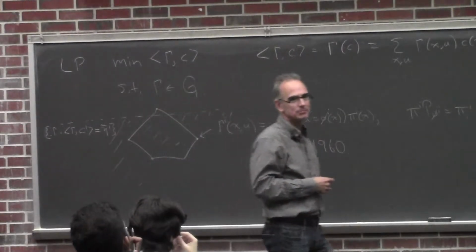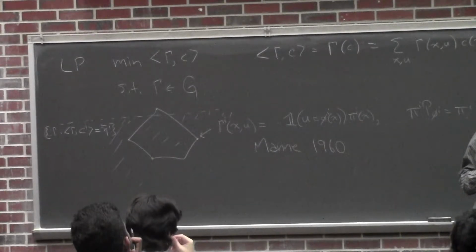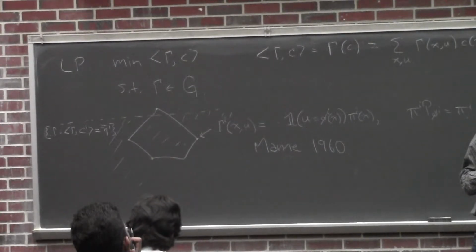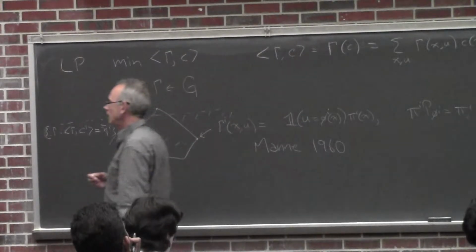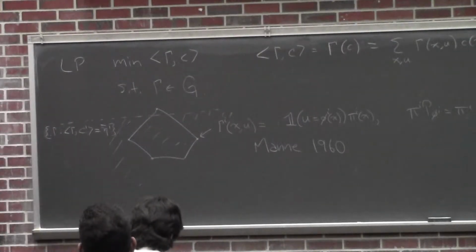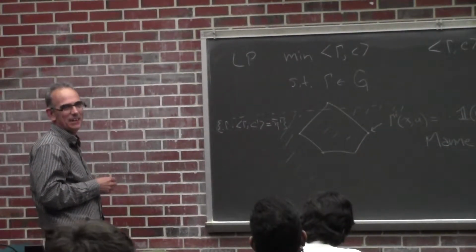Can you help me see why the vertices are the deterministic policies? They're the gammas of that form. Why are those the vertices? This is cool if that's true.